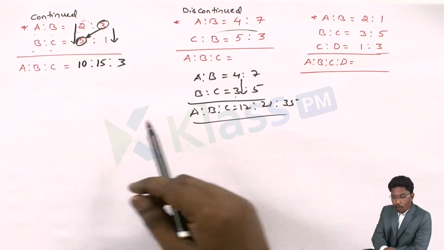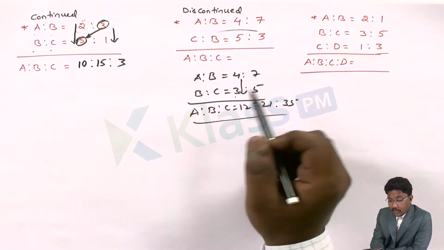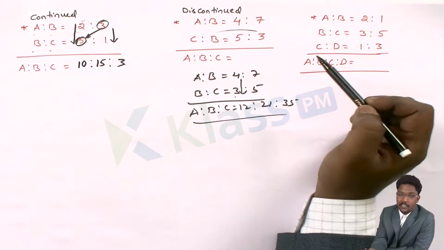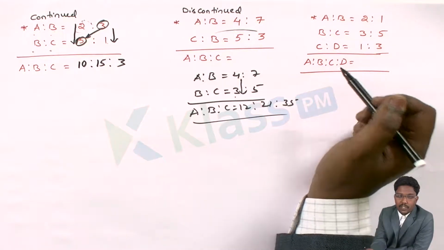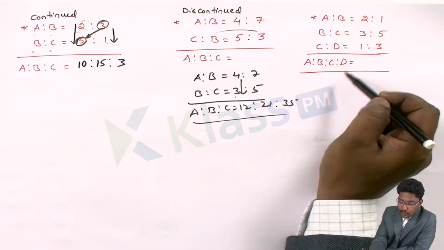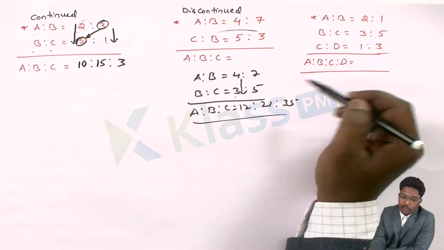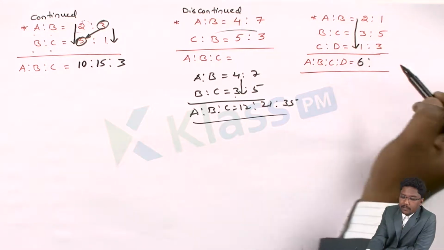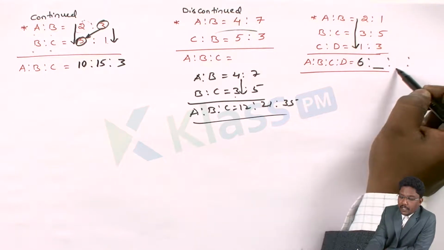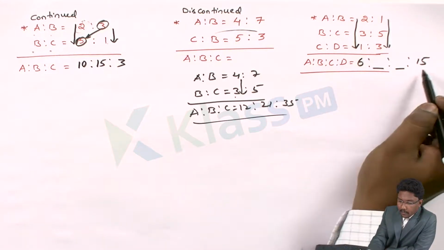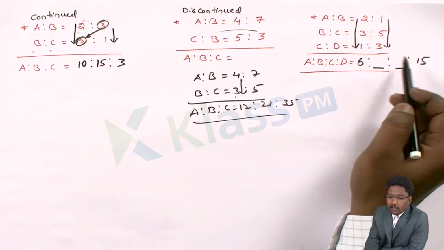Now moving to another one. Here it is a continued one because AB, BC, CD. Then no need to change its format. Now A is to B is to C is to D. Please follow the same rule. First multiply these two, 3, 6. It is for B, it is for C, and the last value 15. A completed, B completed. Now compare with the previous value.